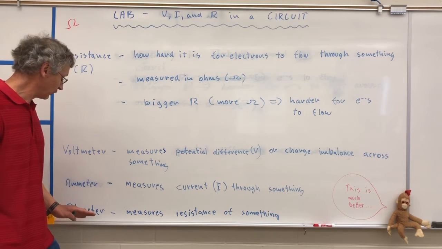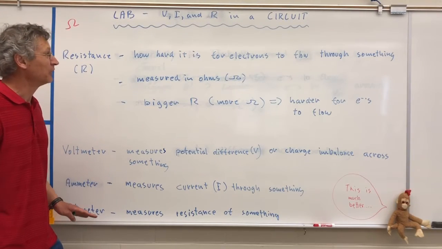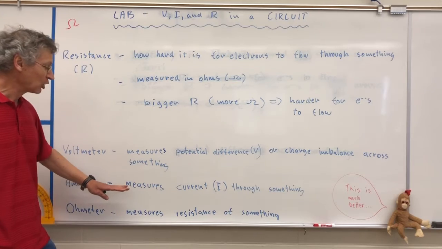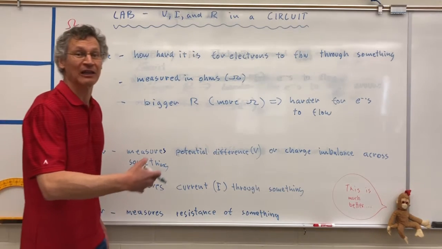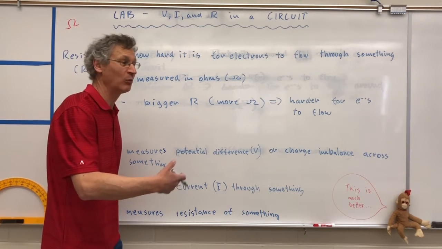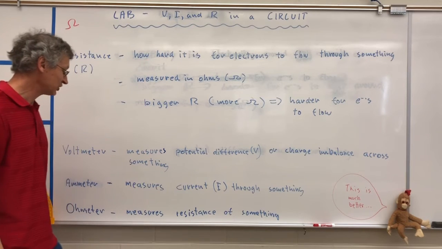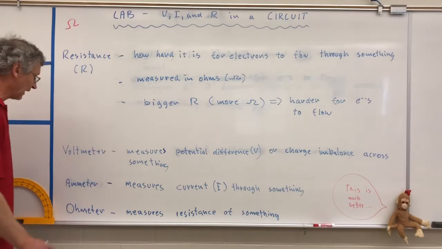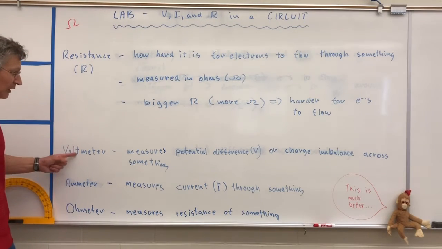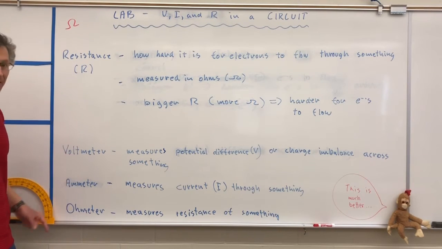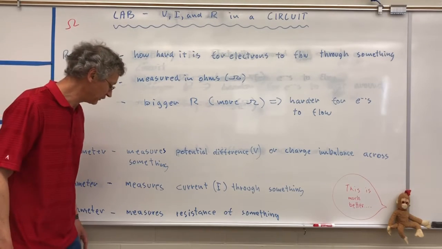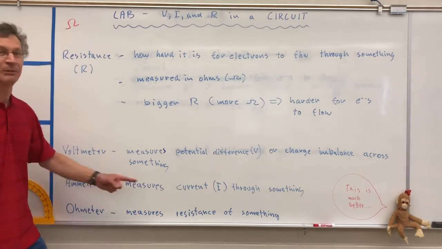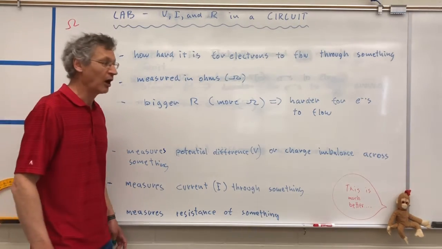And remember, of course, resistance is how hard it is for the electrons to flow. Current is how many electrons are flowing, how much current is actually flowing. And these are the two big things that we're going to be using in the lab. And something else that you'll see in use today, although technically it's not really part of the lab, is an ohm meter, which measures the resistance of something.